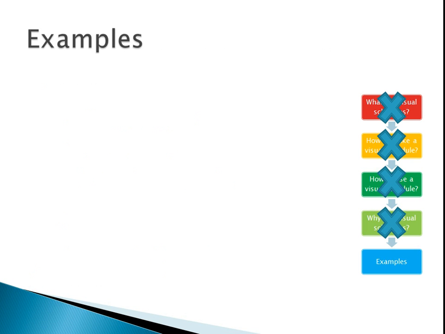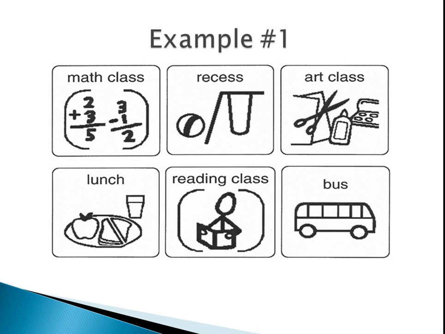Now we'll be talking about some of the examples, and I'll be sharing them with you so that you can get a better idea of exactly what a visual schedule could look like and how you could use it in your classroom or with your students. So this first example is a text-based and visual schedule. It has the graphics and it also has the text. It's something simple. The student could cross off the task as they complete it and move on to the next one.